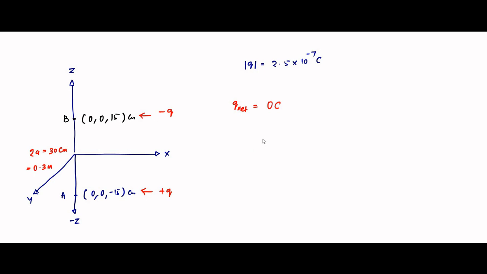Now the dipole moment will be equal to Q into 2a, not the net charge but the magnitude of either charge, which is 2.5 × 10^-7 into 2a, which is 0.3, which is equal to 7.5 × 10^-8 coulomb meter. So that is the dipole moment.